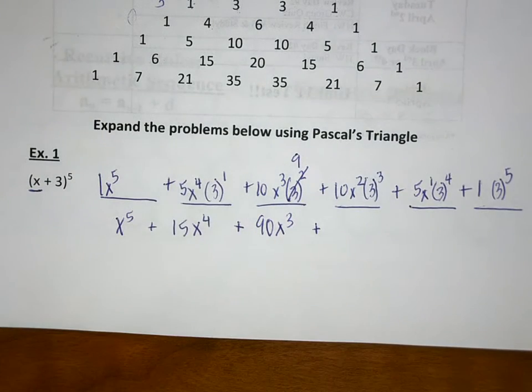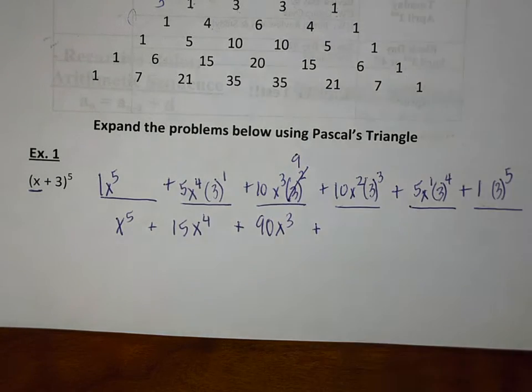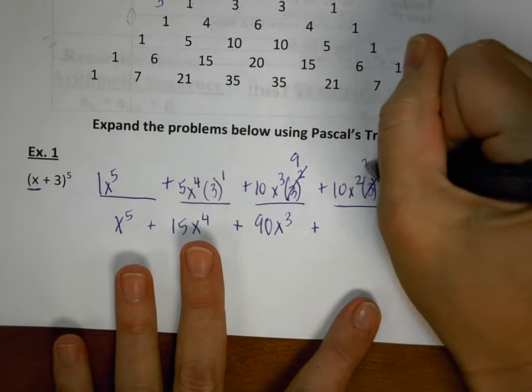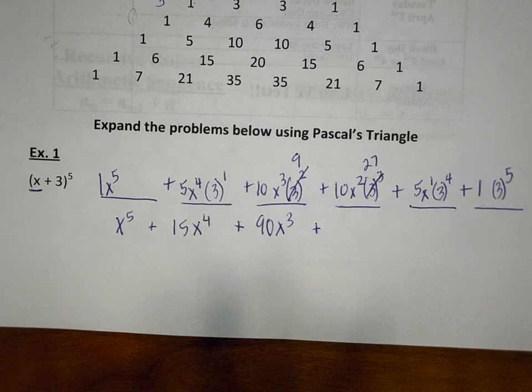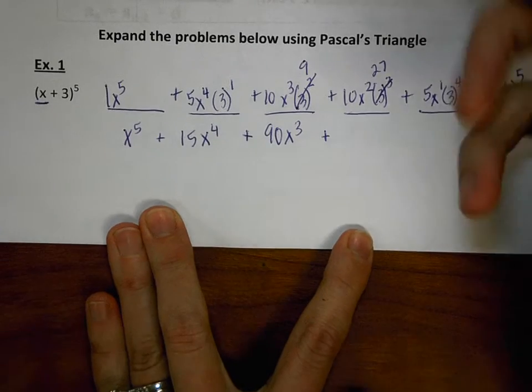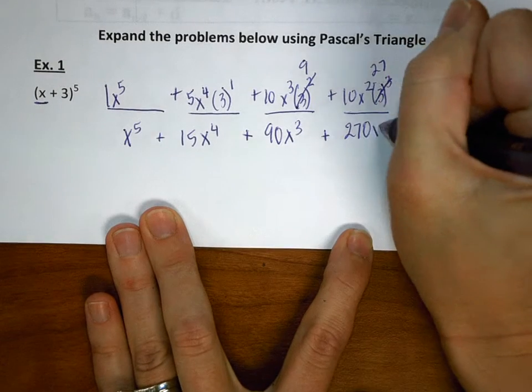Plus, what's 3 to the 3rd power? Joey, are you doing this with us? Okay, 3 to the 3rd is what? 27. 27, and 27 times 10 is 270, is correct. So it's going to be 270 x squared.